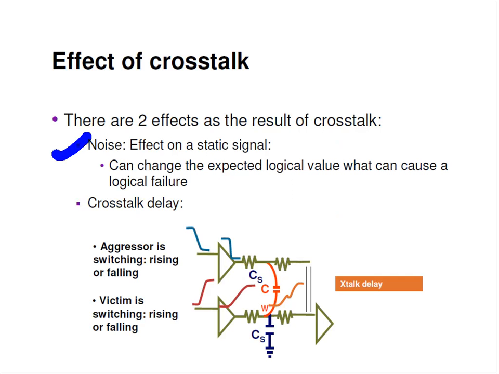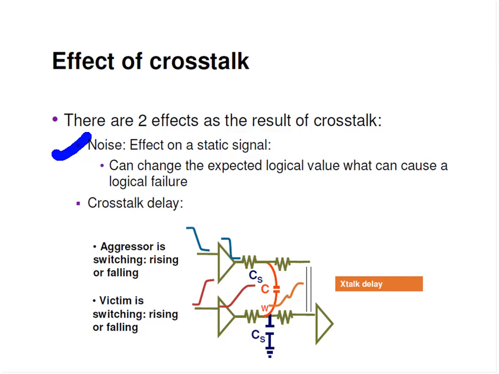Crosstalk delay is the effect where the aggressor line is changing its value and the victim line is also changing its value. The effect here is that the aggressor will force the victim line to be delayed. When we talk about delay, we mean that there is some change in value. For example, a buffer delay is nothing but the time from input change to output change. Now in this case, the victim net is also changing its value. This effect can make this change in value a bit later or a bit earlier, so it can cause the delay to be more or less, right?